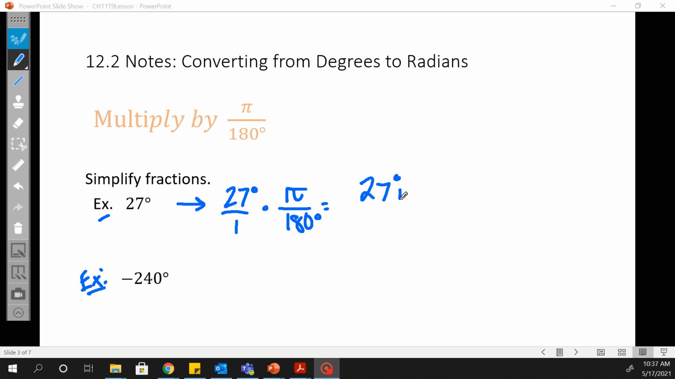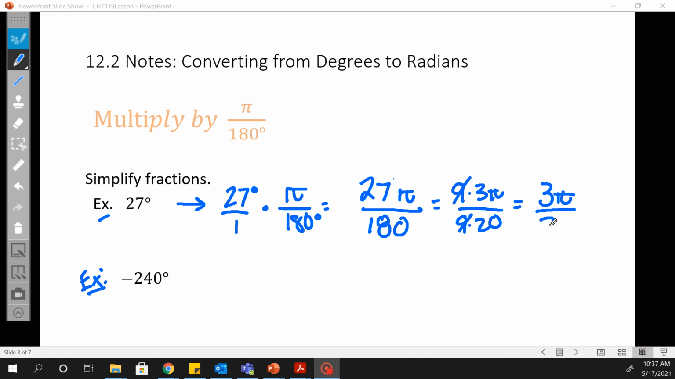So we get 27 pi over 180, and we can drop the degrees because they cancel. We always want to simplify, so we simplify 27 over 180. 9 goes into both of those, because that's 9 times 3 pi, and that's 9 times 20. So 3 pi over 20. So 27 degrees in radians is 3 pi over 20 radians.